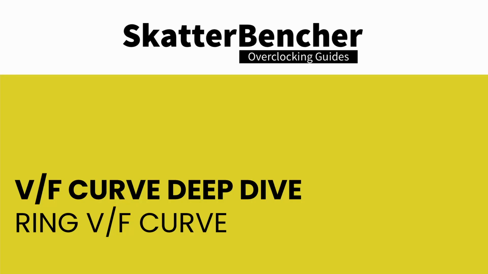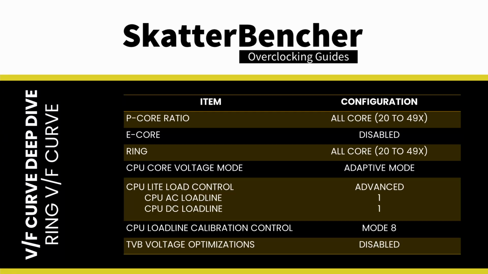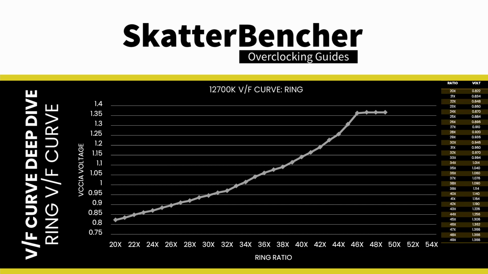Last up is the ring voltage frequency curve. We configure the BIOS with the following settings. Unfortunately, we cannot isolate the ring ratio from the CPU core ratio, as it appears the ring ratio is always equal to or lower than the CPU ratio. However, luckily, the ring requires a higher voltage than the P-core for the same frequency. So we can set the P-core ratio equal to the ring ratio, then read out the voltage in the BIOS in the very same way we did it for the P-cores. We cycle through the ring ratios from 20x to 49x. Then we put the values into an Excel file and plot our final VF curve.